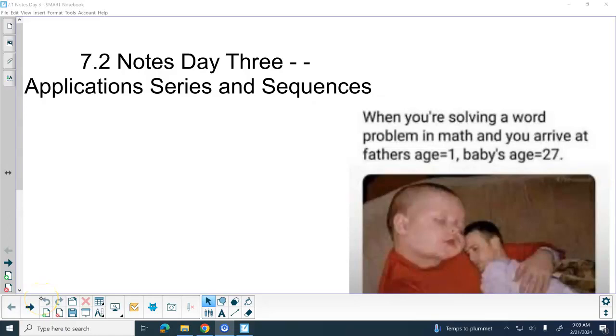It's a kind of a grainy picture, but get it? Sometimes when you're solving a word problem, you arrive at the father's age is 1, and the baby's age is 27. And so then somebody face swaps the picture of the baby and the dad, and that's what it looks like. Okay, I'll show you something.